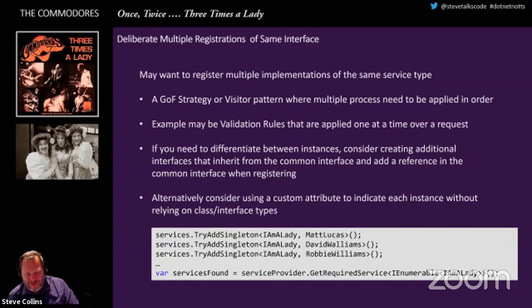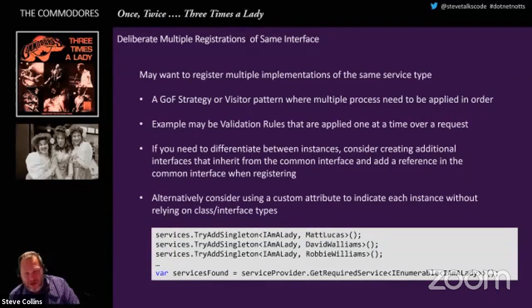There's a couple of ways you can get around that. You could have another interface, where each instance, as well as implementing the common interface, say, as I've got here, IAmALady, then you could have IAmAMattLucasLady, IAmADavidWilliamsLady, some kind of differentiator that may not necessarily allude to the concrete type. Another way you could do it is to have a custom attribute.